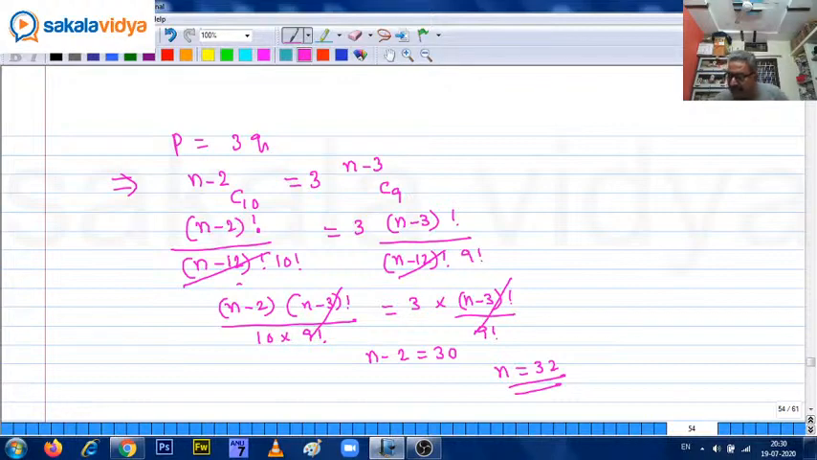Including and excluding, we need to subtract. Yes, even excluding means from the total we need to subtract. Including means from the total and from the required number of selections also we need to subtract. That you must remember. Excluding means we only subtract exclusively from the total objects or things.